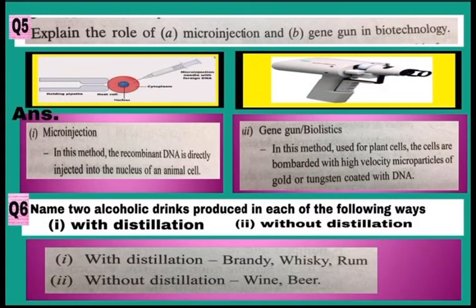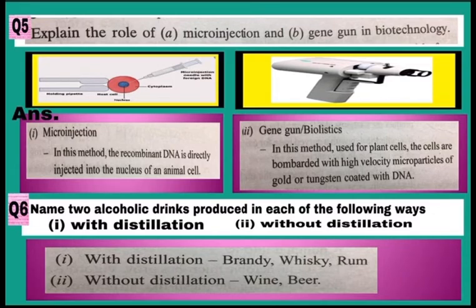Question number 5. Explain the role of A. Microinjection and B. Gene gun in biotechnology. In biotechnology, these two techniques are used to deliver recombinant DNA to the target cell. Microinjection is used for animal cells. Here the recombinant DNA is directly injected into the nucleus of an animal cell, and you can see it in the above diagram where recombinant DNA is injected into an animal cell using an injection.